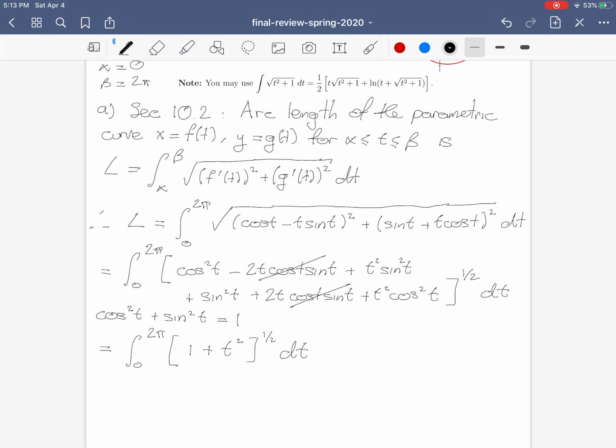So now we need to calculate this integral, and fortunately, because otherwise it's not a particularly pleasant integral to calculate, we are told that the indefinite integral of the square root of t squared plus 1 is given by this formula up here. So this is equal to 1/2 t times the square root of t squared plus 1 plus ln t plus the square root of t squared plus 1. And we evaluate this at 0 and 2 pi.